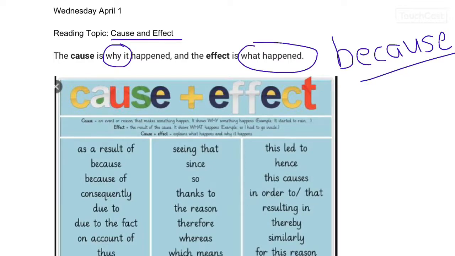So for example, the students had to stay home from school because COVID-19 was around the world. So the effect, what happened? Students had to stay home. Why? Because of COVID-19. That would be an example of cause and effect to us today.